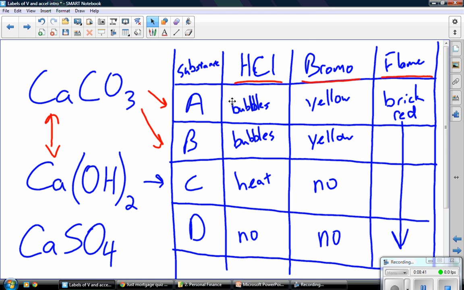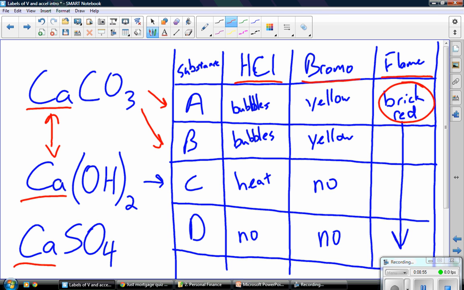So again, you can see in all four substances we have something similar. And the flame test here was actually testing for that. If you have a substance that's got calcium in it and you do a flame test on it, it will burn a brick red color. And that's how you test for the presence of calcium. All right? So that was our little investigation with the lab.